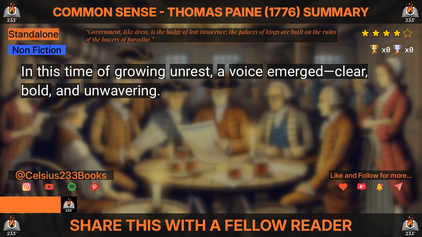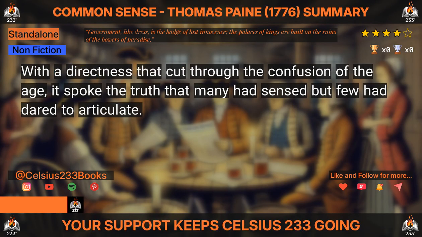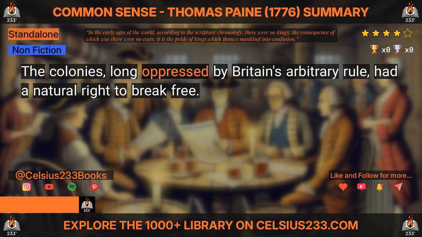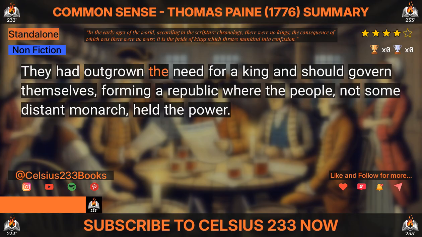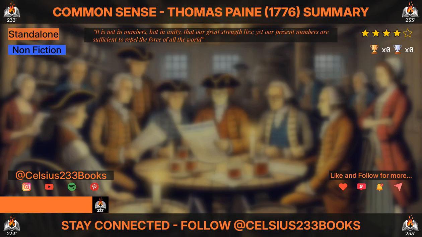In this time of growing unrest, a voice emerged, clear, bold, and unwavering. It was the voice of common sense. With a directness that cut through the confusion of the age, it spoke the truth that many had sensed but few had dared to articulate. Government, it argued, is a necessary evil, but in its worst form, monarchy, it becomes intolerable. The colonies, long oppressed by Britain's arbitrary rule, had a natural right to break free. They had outgrown the need for a king and should govern themselves, forming a republic where the people, not some distant monarch, held the power.